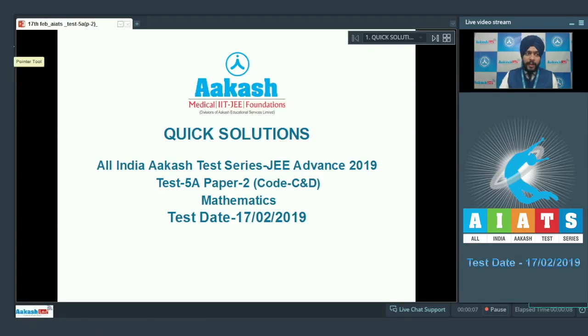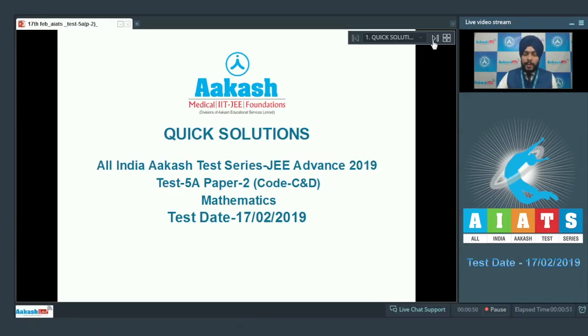I am a mathematics faculty and today we are going to cover the quick solutions of AIATS, that is All India Akash Test Series for JEE Advanced 2019, test number 5A, paper 2. This particular paper is based on the complete syllabus of JEE Advanced, that is the complete syllabus of class 11th and class 12th, and the pattern of this paper is based on the exact pattern of JEE Advanced 2015.